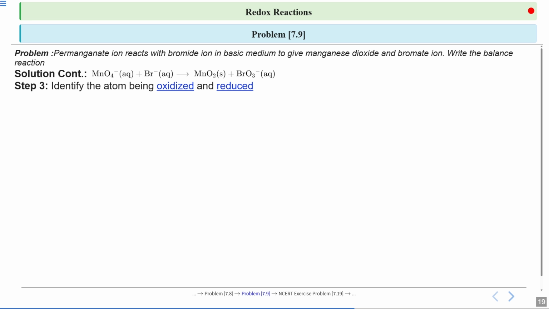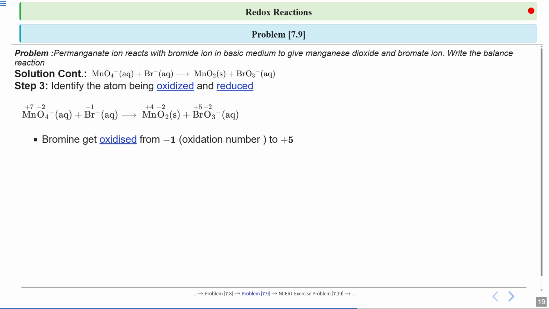So in this, we will look at the chemical reaction and find out which one is being changed. That means in which the oxidation number has increased or decreased. If you look at manganese, its oxidation number has decreased from +7 to +4. While if you look at bromine, its oxidation number has changed from -1 to +5.